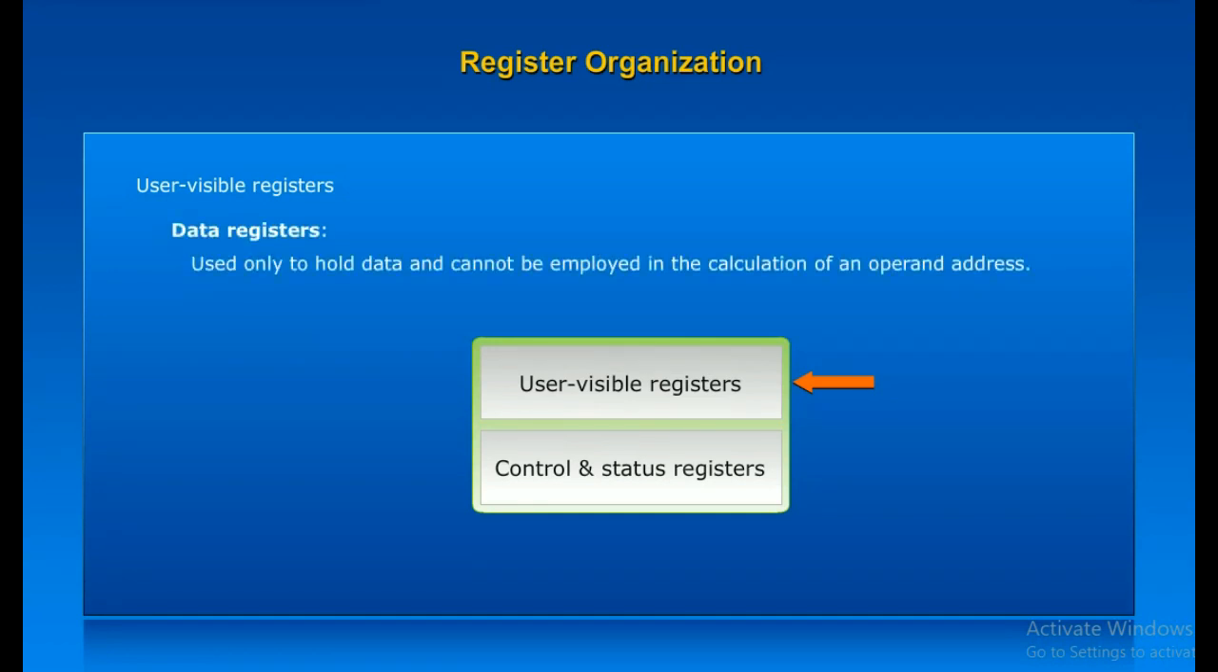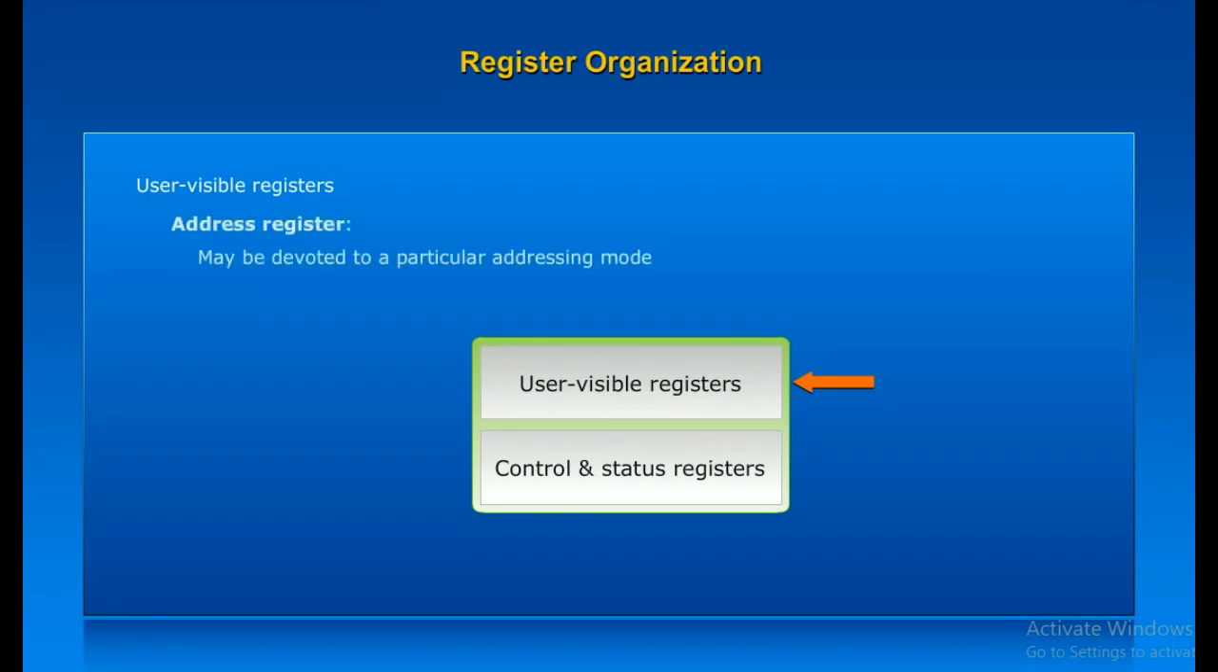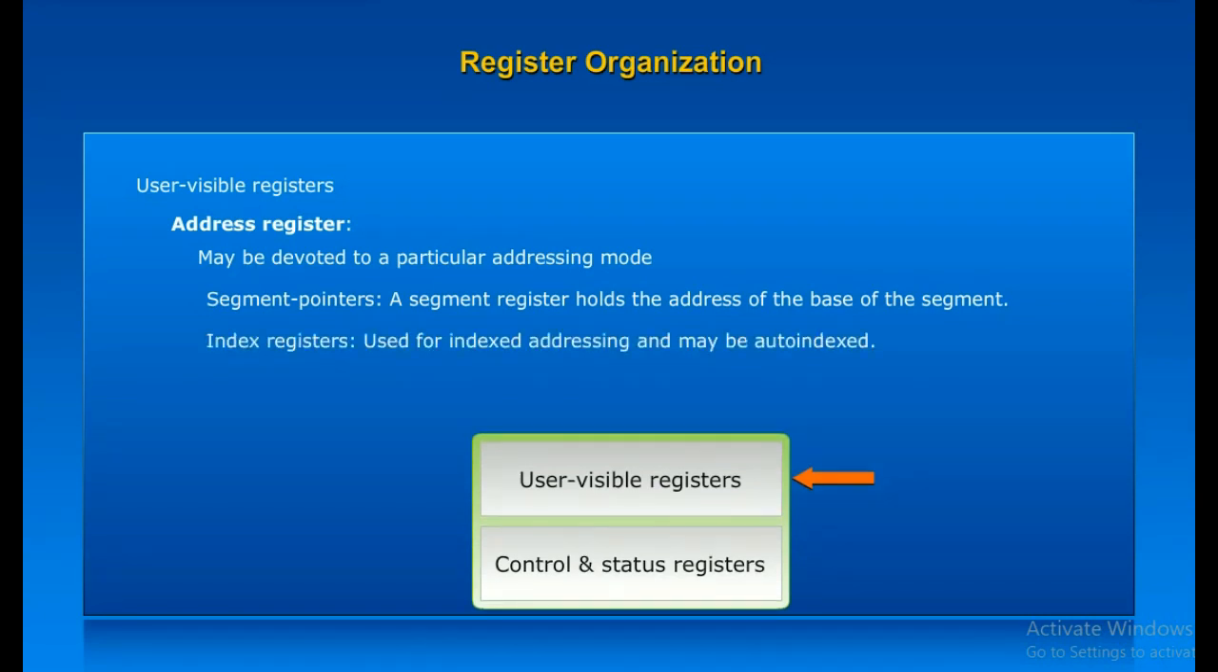Data registers may be used only to hold data and cannot be employed in the calculation of an operand address. Address registers may themselves be somewhat general purpose, or they may be devoted to a particular addressing mode. Examples include the following. Segment pointers. In a machine with segmented addressing, see section 8.3, a segment register holds the address of the base of the segment. There may be multiple registers, for example, one for the operating system and one for the current process. Index registers. These are used for indexed addressing and may be auto-indexed.